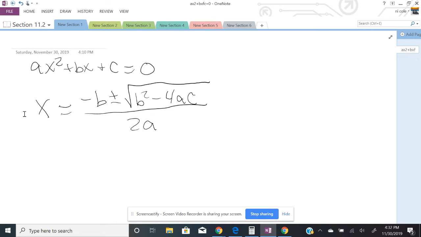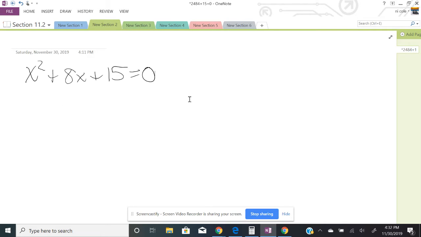Remember again, if you give me that equation, that's worth 1 out of 5 points if you do nothing else. An example might be this. This is a quadratic equation. We could try to factor it, but we want to practice doing the quadratic formula. So x is equal to negative b plus or minus the square root of b squared minus 4 times a times c, all over 2a. Okay, so let's go here.